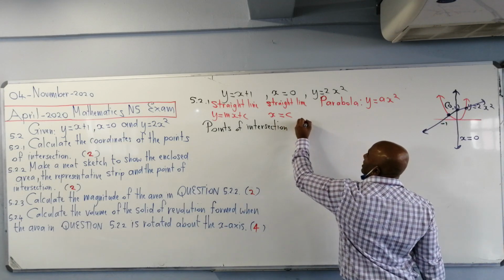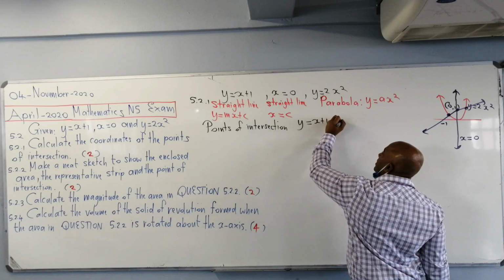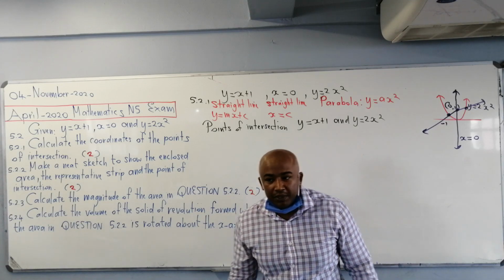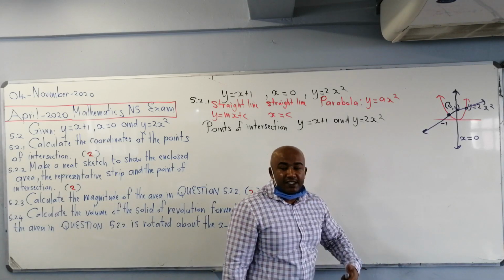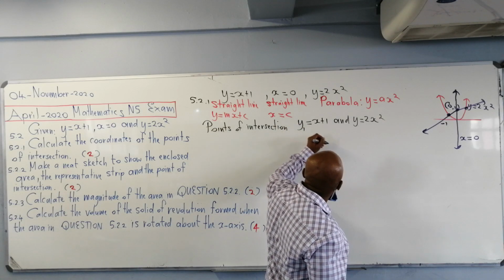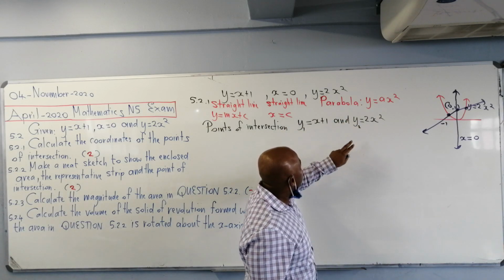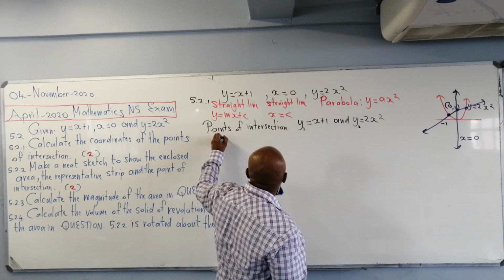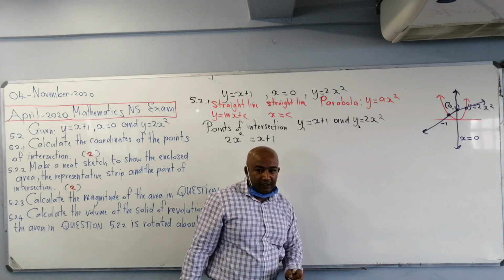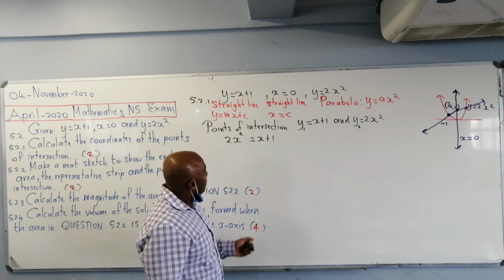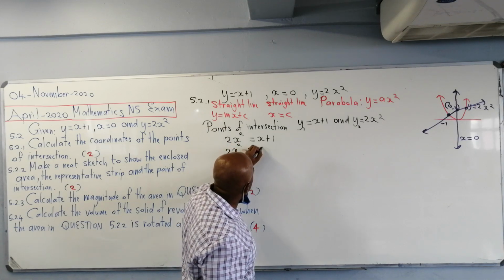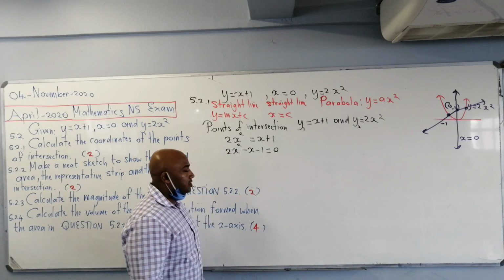So we know that y is equal to x plus 1 and y is equal to 2x squared. Simple. All you do is solve simultaneously. Let's call this y1, let's call this y2. If I replace y1 with y2, therefore 2x squared is equal to x plus 1. Now, this is a quadratic, make it equal to 0. So 2x squared minus x minus 1 equals 0.